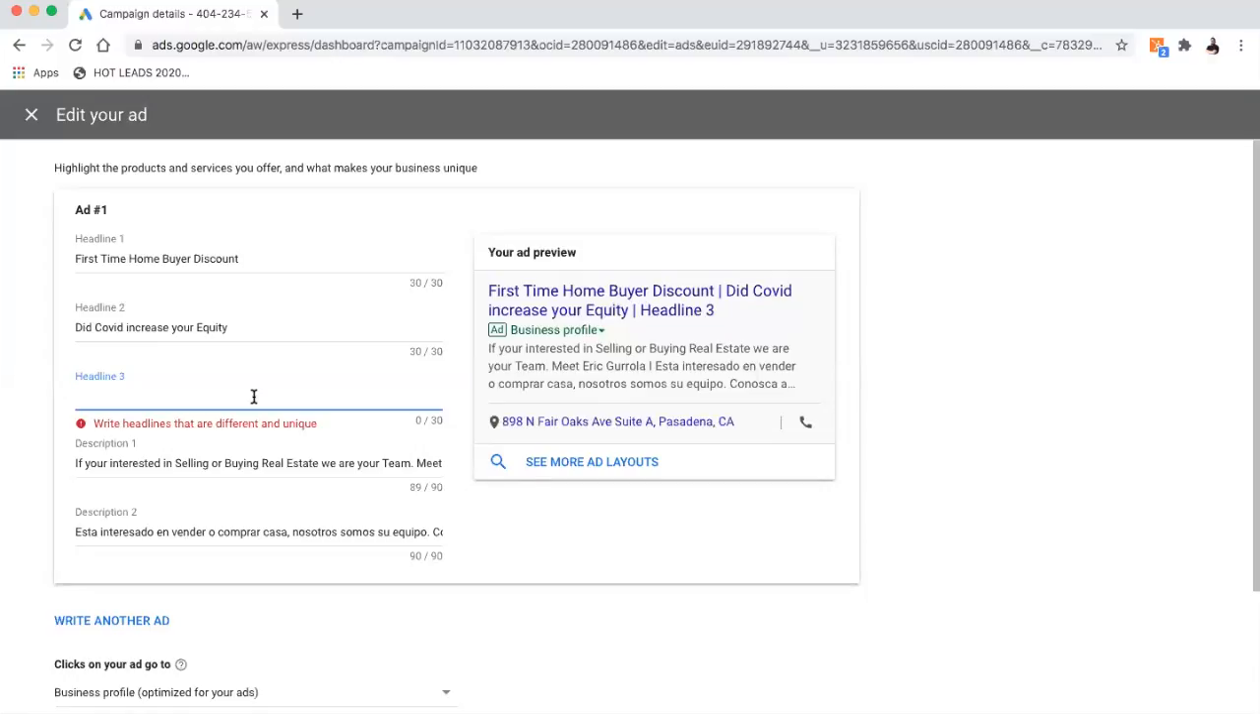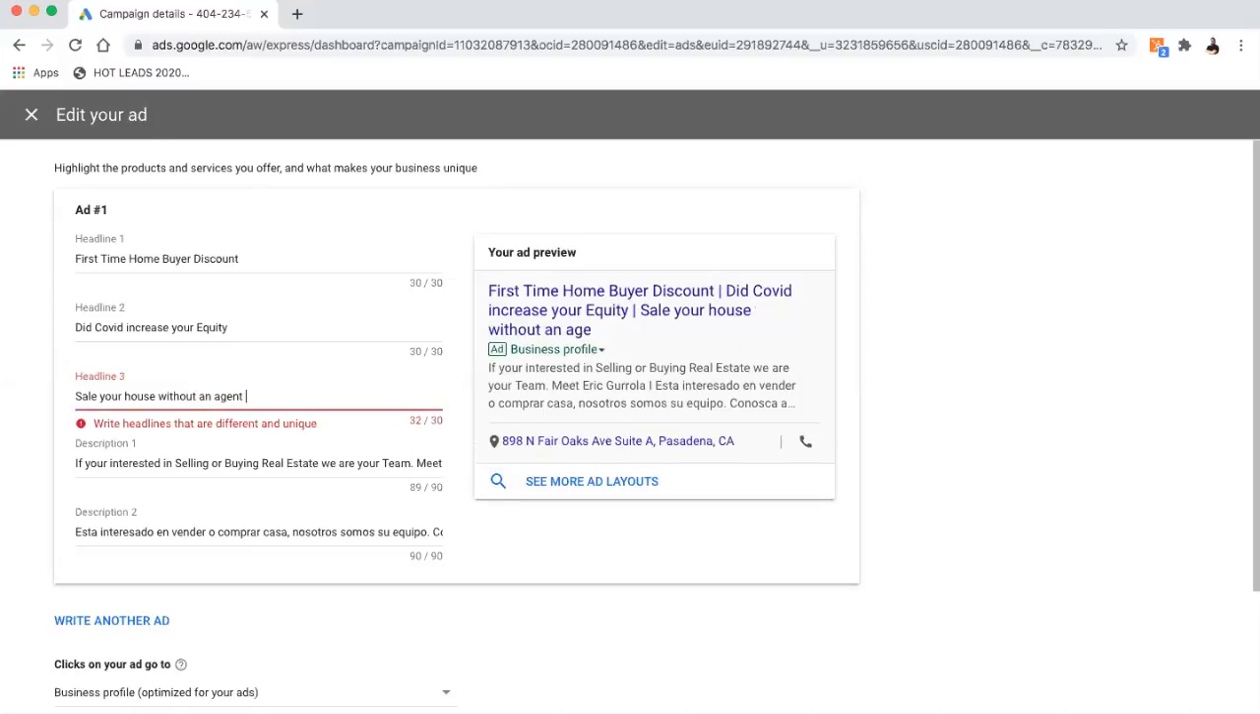A good for sale by owner ad, as opposed to convincing them that they should use us, is always about value, right? So you might be able to just say, sell your house without an agent. How many characters is that? And this might not work, I'm just thinking about it off the top of my head, because we're doing this in real time. Yeah, it's 32 characters, so we're 2 over. Okay. All right, so that might not work either.